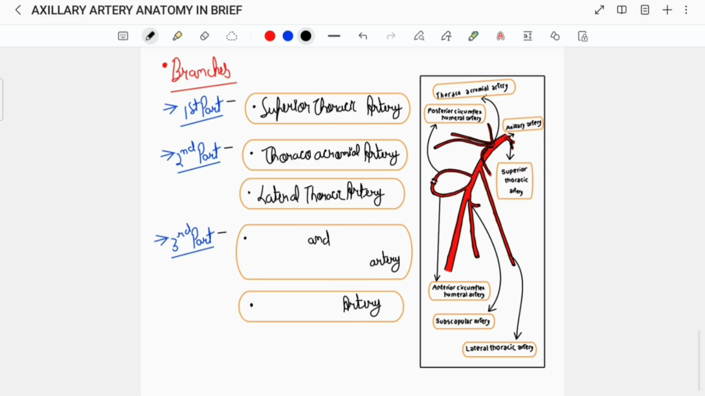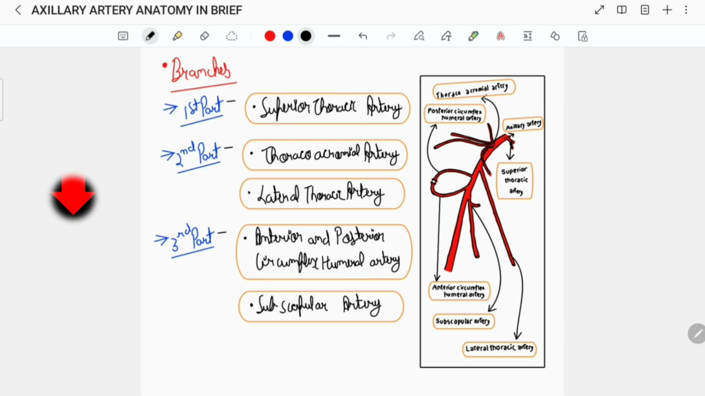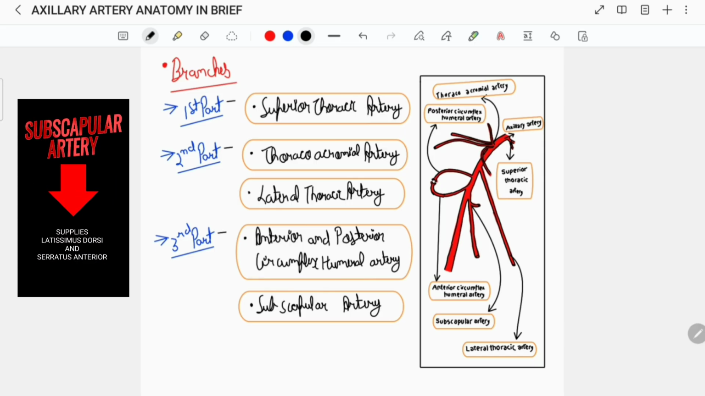The third part of axillary artery gives anterior and posterior circumflex humeral artery. The third part also gives a branch known as the subscapular artery. The subscapular artery supplies the latissimus dorsi and the serratus anterior muscle.